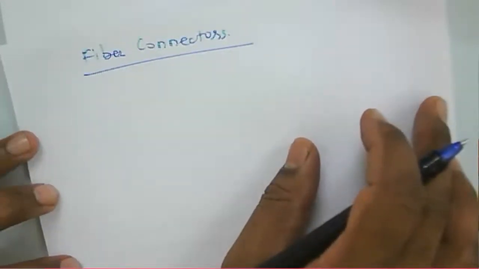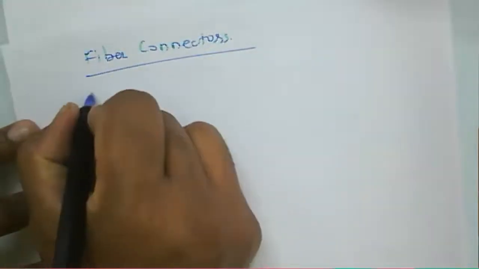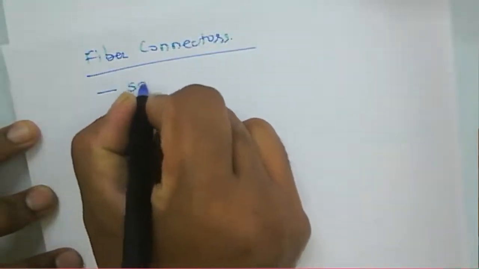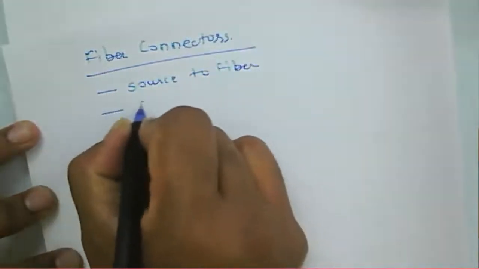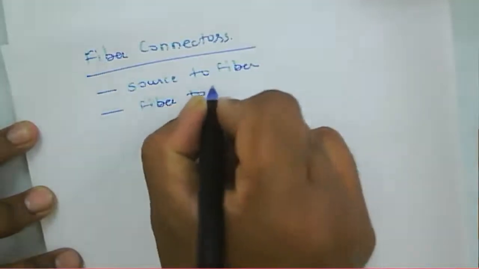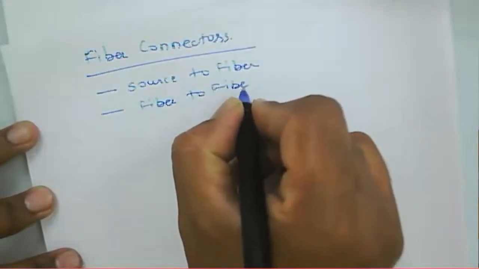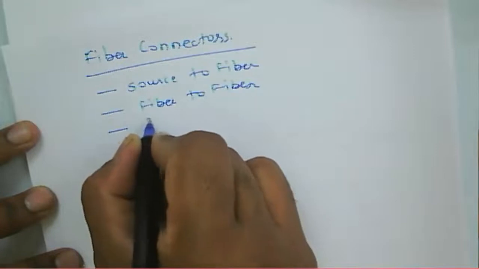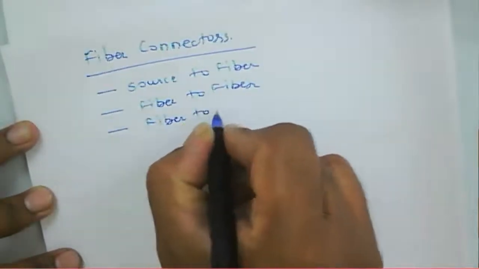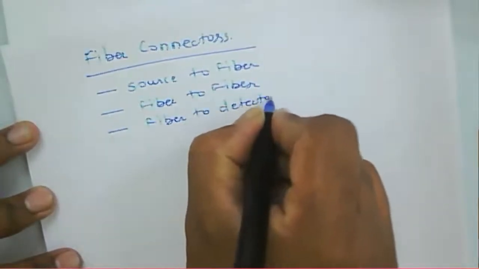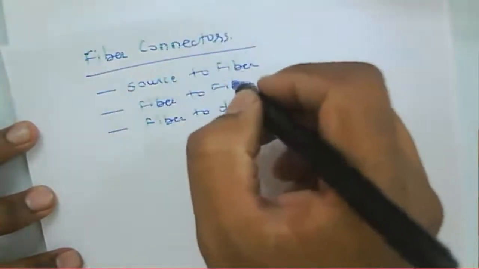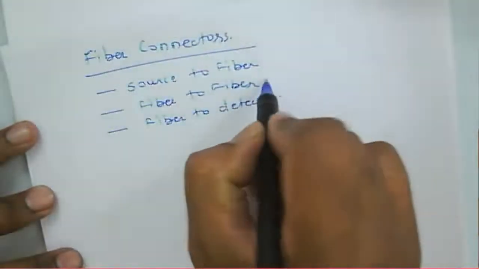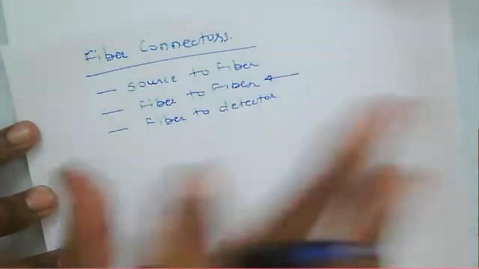It is not a permanent one. Connectors are required to connect a source to fiber. Then we can use them for fiber to fiber, or fiber to detector. So we can consider a connector, or a coupler, coupling the two fibers there.